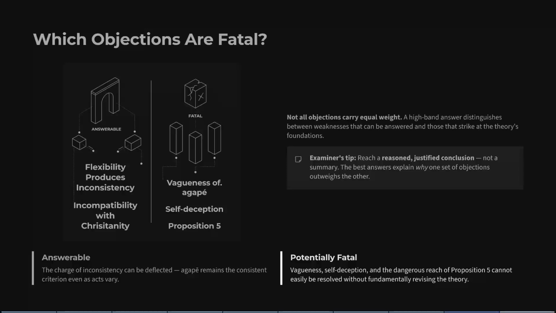And these three objections do not just challenge situation ethics, they challenge whether it can function as a complete moral theory at all. And an examiner's instruction is clear here. Reach a reasoned, justified conclusion, not a summary. The best answers explain why one set of considerations outweighs the other.